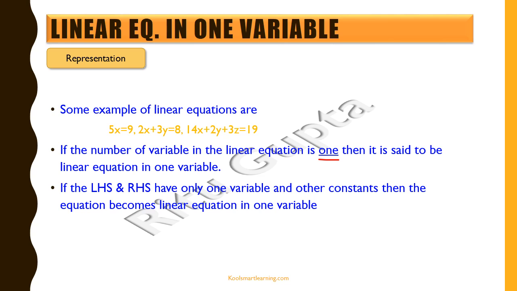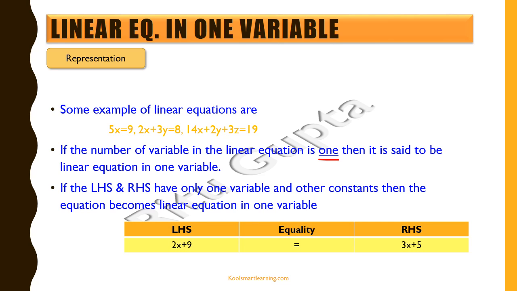If the left hand side and right hand side have only one variable and the others are all constants, then the equation becomes a linear equation in one variable. Now the important thing to understand here is that a linear equation in one variable only specifies that the variable to be used has to be 1, but that same variable could be used either only on the left hand side, or only on the right hand side, or it could actually be used both on the left hand side and the right hand side. So it will still stay a linear equation in one variable.